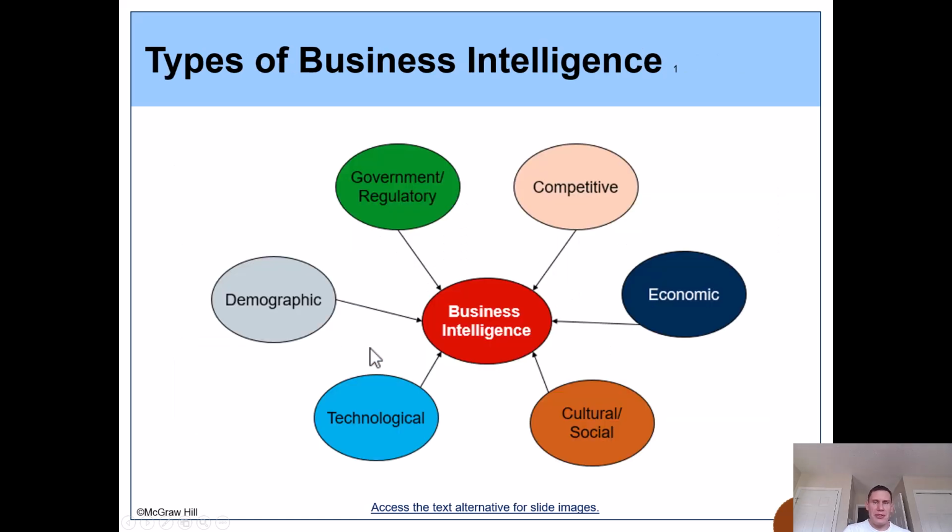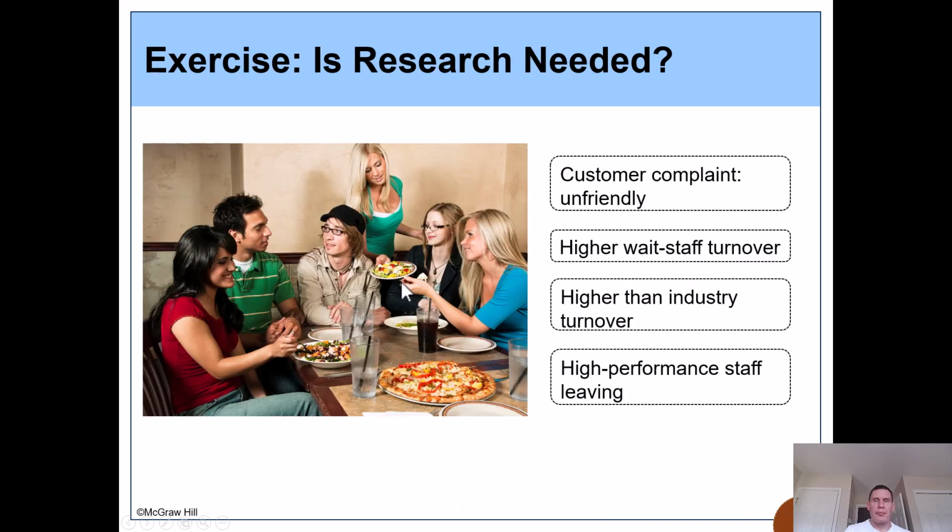Types of business intelligence. Again, a lot of these: government, regulatory, competitive, looking at what your competitors are doing, economic, cultural, social. Obviously, that's going to vary depending on where you are in the world. Technological, and of course, demographic.